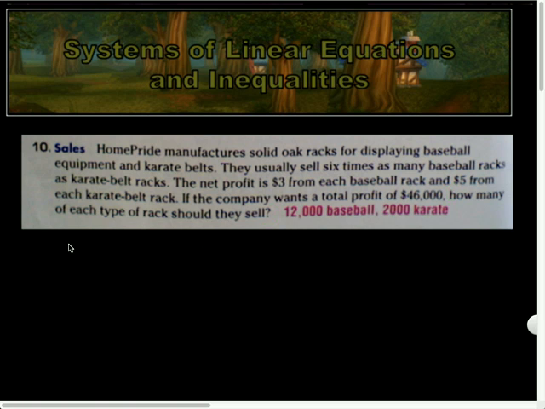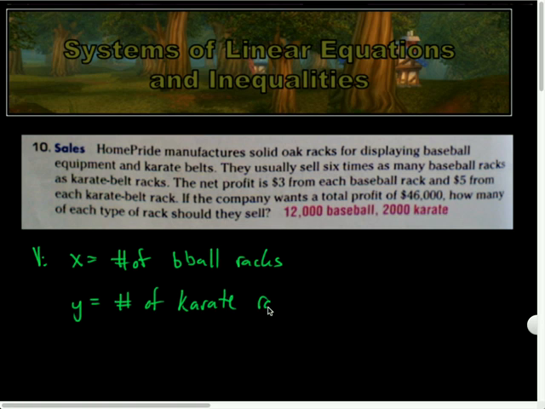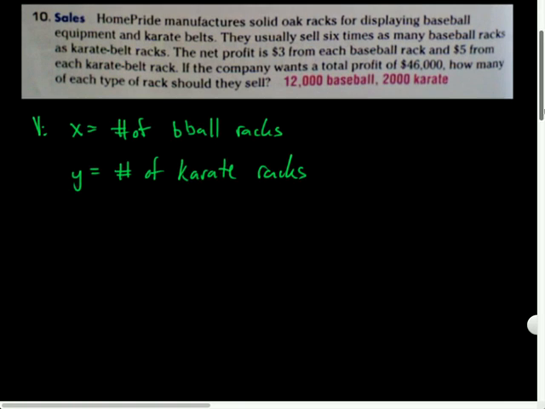Right there. So for my variables, I could say x is the number of baseball racks, right? And y is the number of, I believe it's pronounced karate racks. So there's my variables. Now let's see if we can write some equations relating these things.